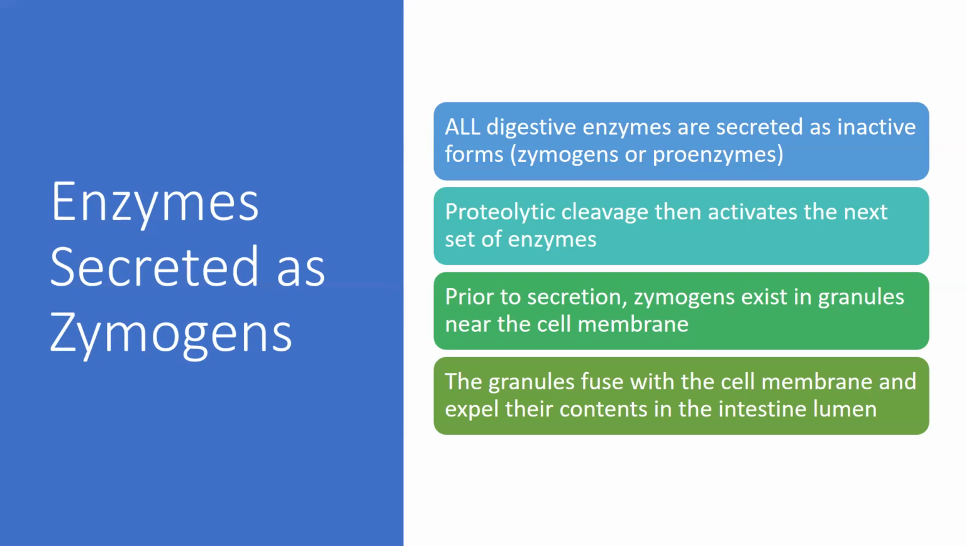Prior to secretion, zymogens will be in granules by the cell membrane, ready to go, much like a neurotransmitter sitting in a vesicle in the synaptic terminus waiting to be released. The granules, like the vesicles, will fuse with the cell membrane and expel their contents into the intestinal lumen. So when I'm talking about secretions of the digestive system, I'm talking about things that get pushed into the lumen, into these digestive spaces.